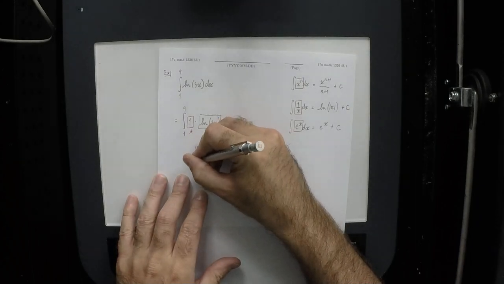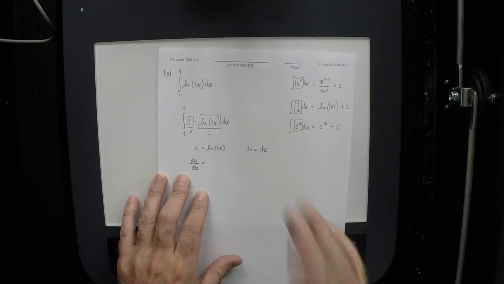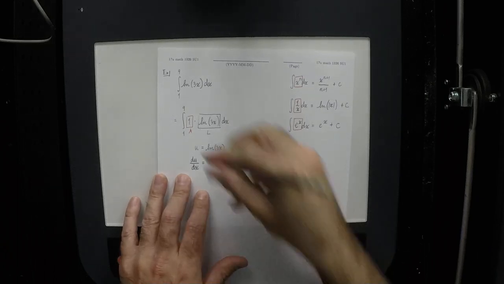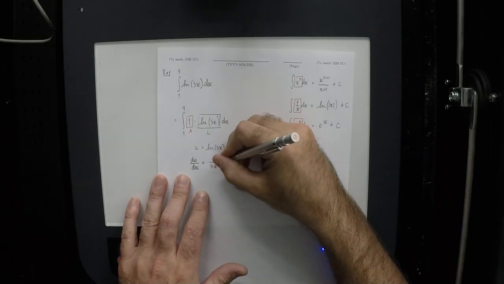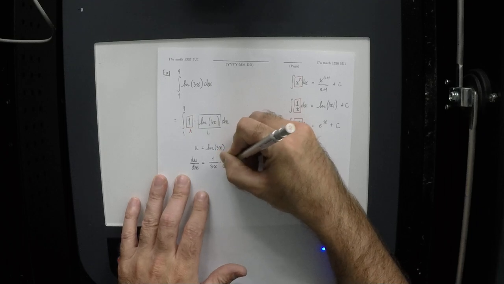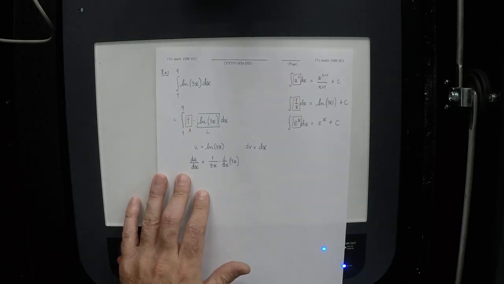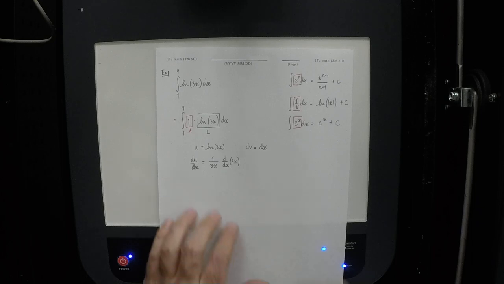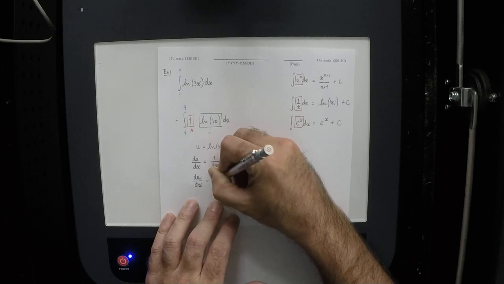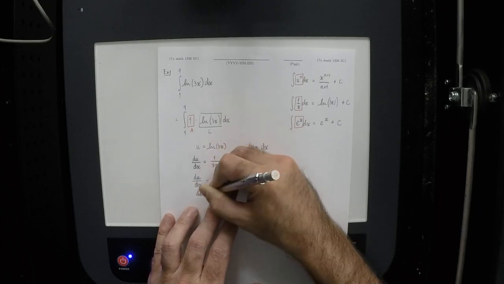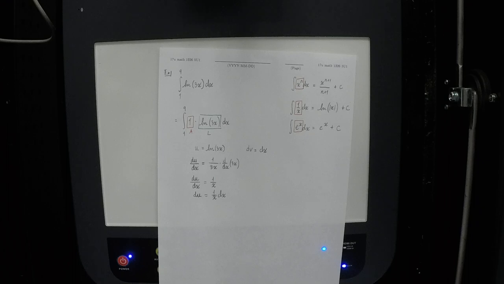Because the rule is, well, du dx, the derivative of log of just x is 1 over x. So the derivative of this would be 1 over 3x. And then, for the chain rule, you have to multiply by the derivative of 3x. And then the derivative of 3x is 3, and then those 3s will cancel. Okay. So then du dx is 1 over x, so that du is 1 over x dx.